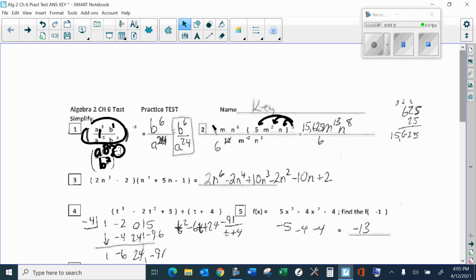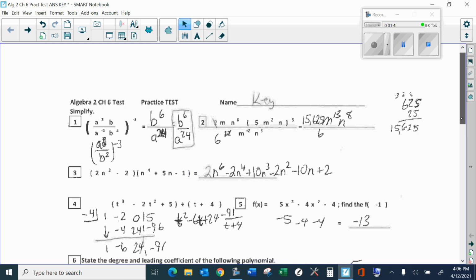And I had 5 n's plus another 3 here. That was right there, makes a total of 8 n's when I combine those like terms. Okay. Number 3, distributive property.